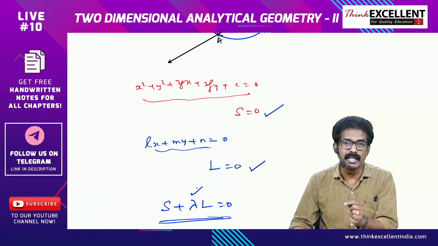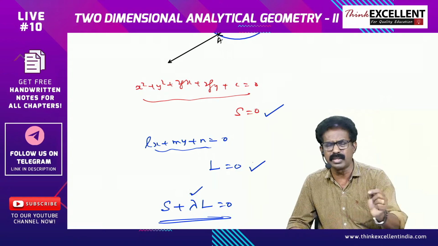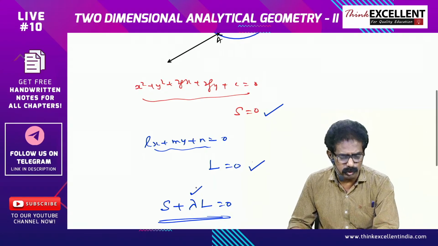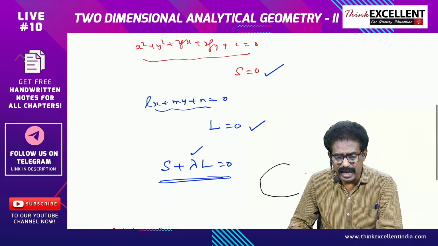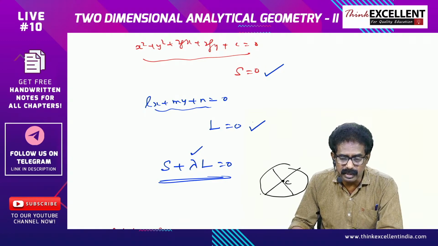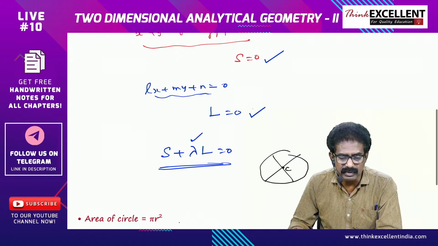To find lambda they give some condition, for example that it passes through some point. Using that condition you can find it. Then other results you need: diameters pass through the center. If two diameters intersect, where do they meet? At the center C. So if you solve the two diameter equations, you get the center.